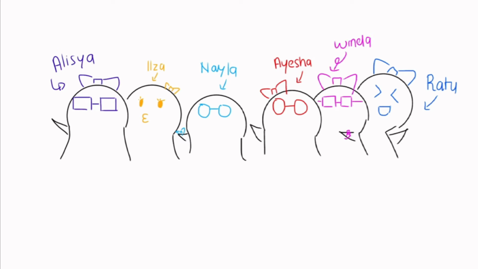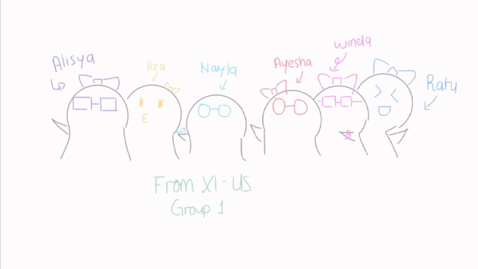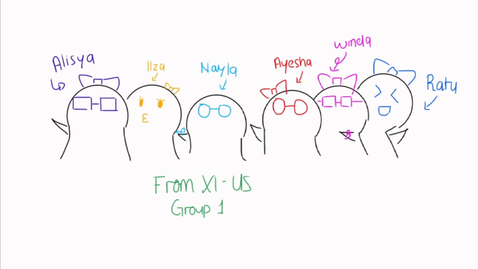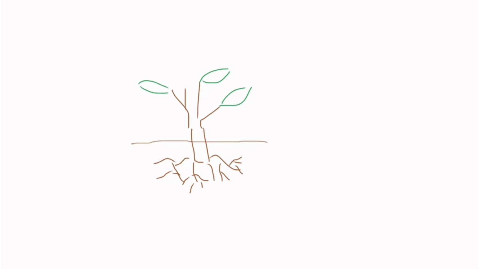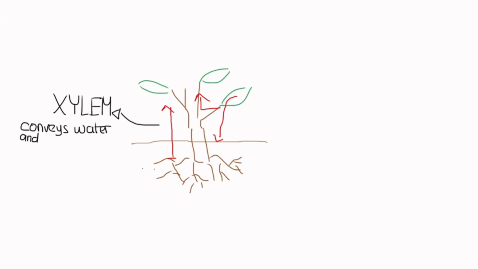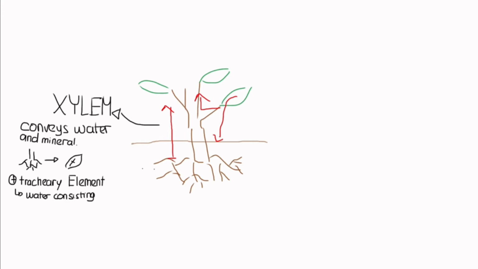Hence, we present our understanding regarding the concepts of transportation in plants. Xylem is a plant vascular tissue that conveys water and dissolved minerals from the roots up to the rest of the plant and also provides physical support. Xylem tissue consists of a variety of specialized water-conducting cells known as tracheary elements.